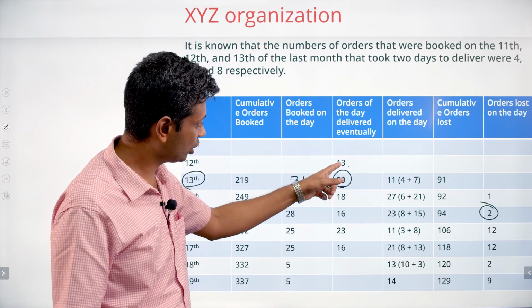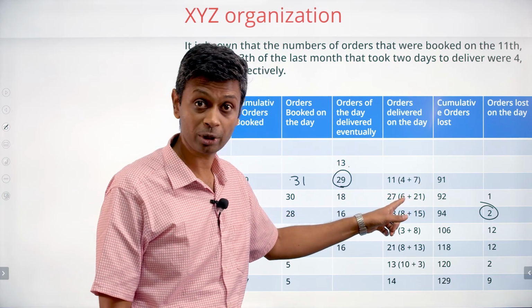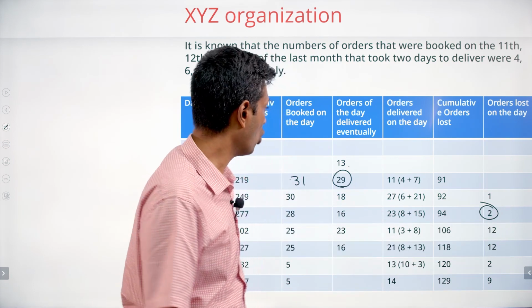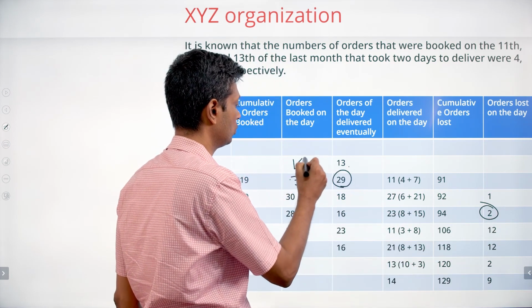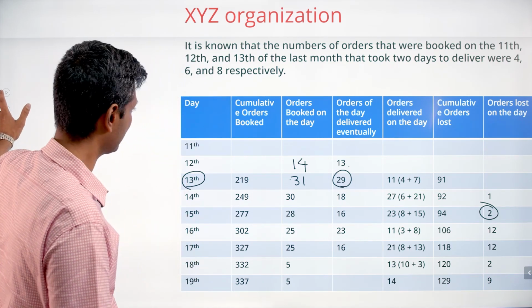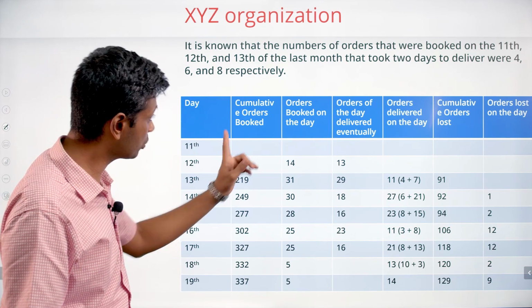Same idea. This is 13. Of this 13, 7 were delivered on n plus 1, 6 were delivered on n plus 2. 1 was marked as lost at the end of that. So how many should have been booked? 14. 13 plus 1, 14. So we managed to fill out that as well. So 14. So on the 12th, 14 orders were booked.